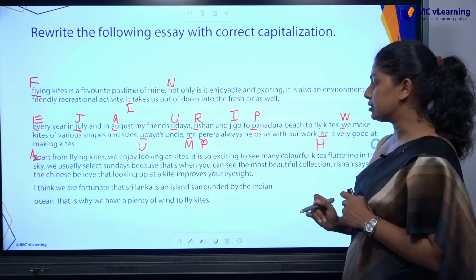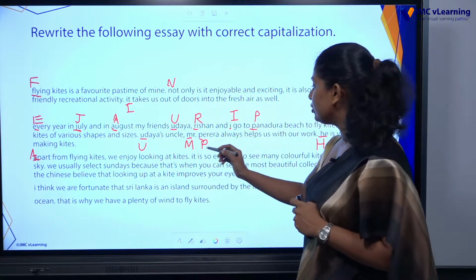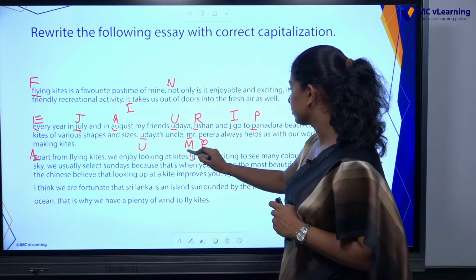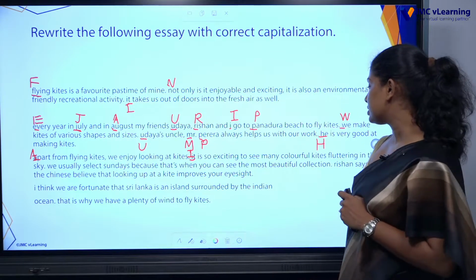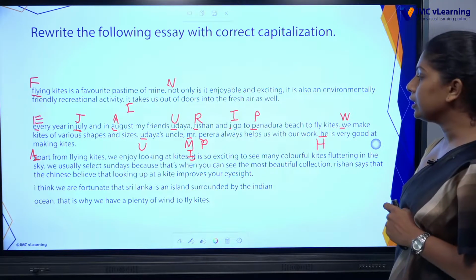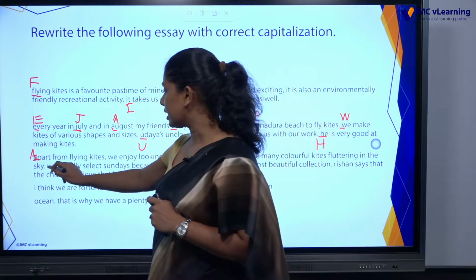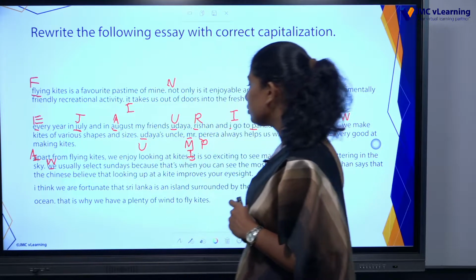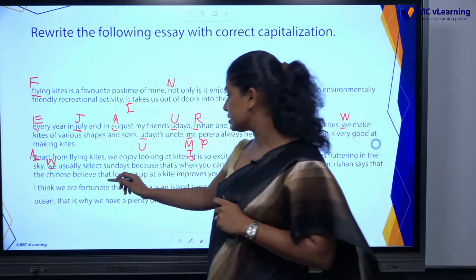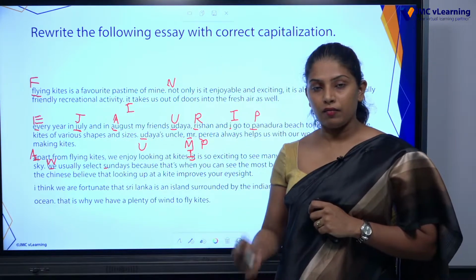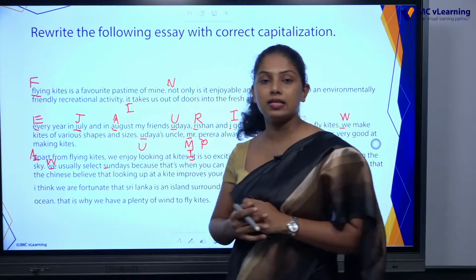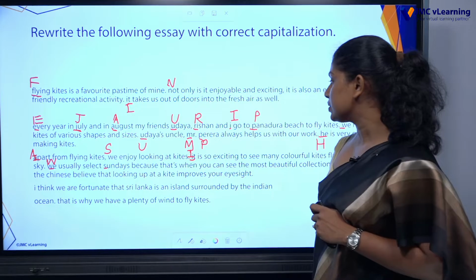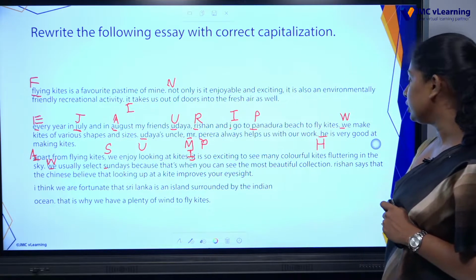We enjoy looking at kites. Then again a full stop. What you have to do is when we are starting this, you have to write capital I here. It is so exciting to see many colorful kites fluttering in the sky. Full stop. And it started with a simple letter again, so we are going to change it into capital. We usually select Sundays. Sunday is a name of a day, one day of a week, and the S here is simple. Again we have to write that in capital. Sundays because that's when you can see the most beautiful collection.